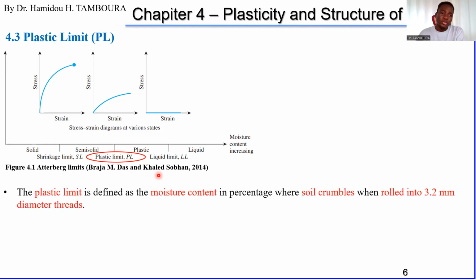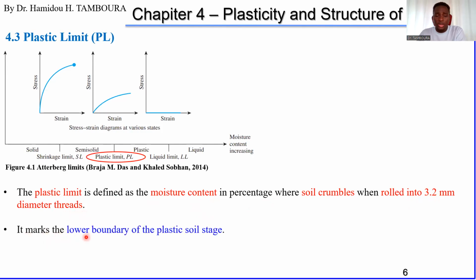Okay, so the plastic limit is defined as the moisture content, in percentage, where the soil crumbles when we roll it in a 3.2 millimeter diameter thread. So this is the definition. One important thing to keep in mind is that plastic limit is just the water content, the water content which allows soil to crumble when we roll it. I will show you soon enough how to do the test in 3.2 millimeter diameter thread.